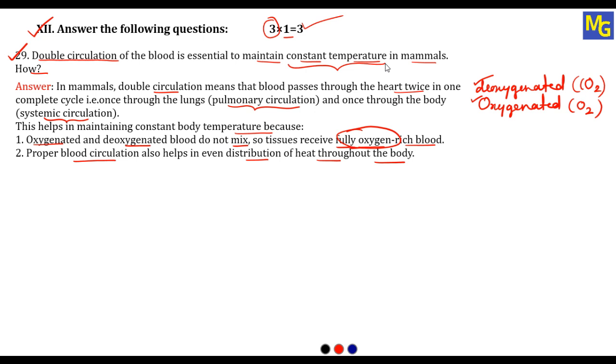So the main thing important is double circulation because blood is responsible for supplying oxygen. If blood double circulation takes place properly, if there is no mixing of oxygenated and deoxygenated blood, then proper oxygen will be supplied to each and every cell in the body. Then each and every cell of the body works properly and therefore the constant temperature will be maintained in all the mammals. So this is the answer for question number 29 which carries 1 mark. After this we'll see the next.